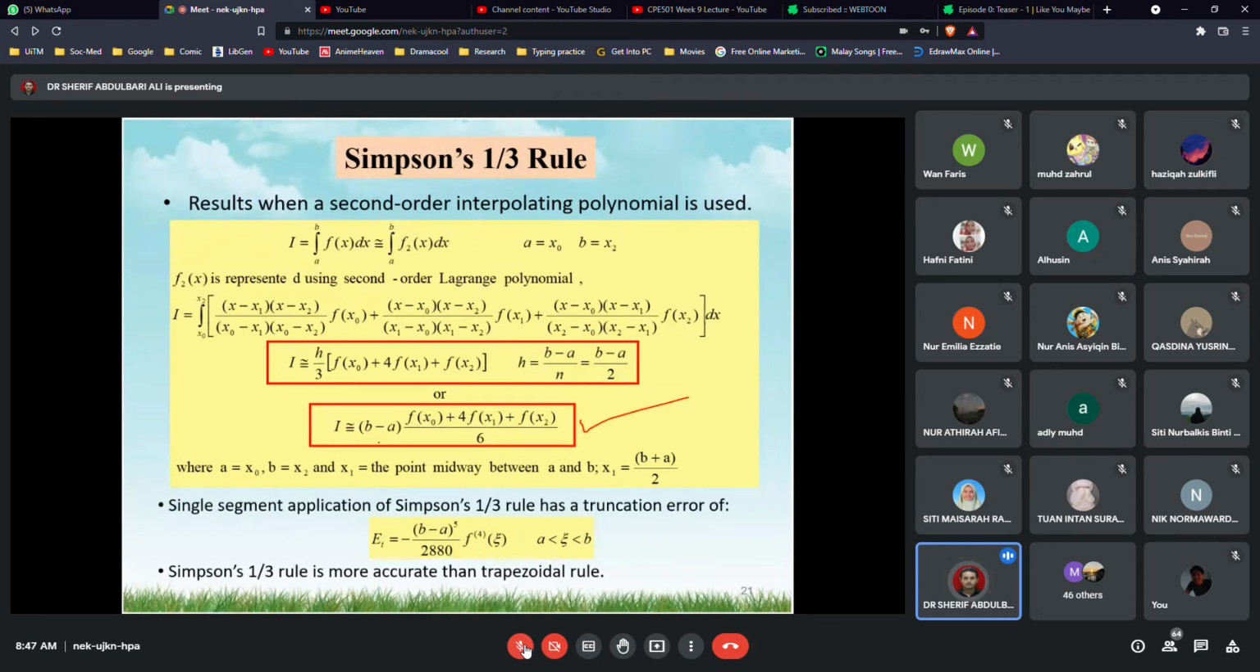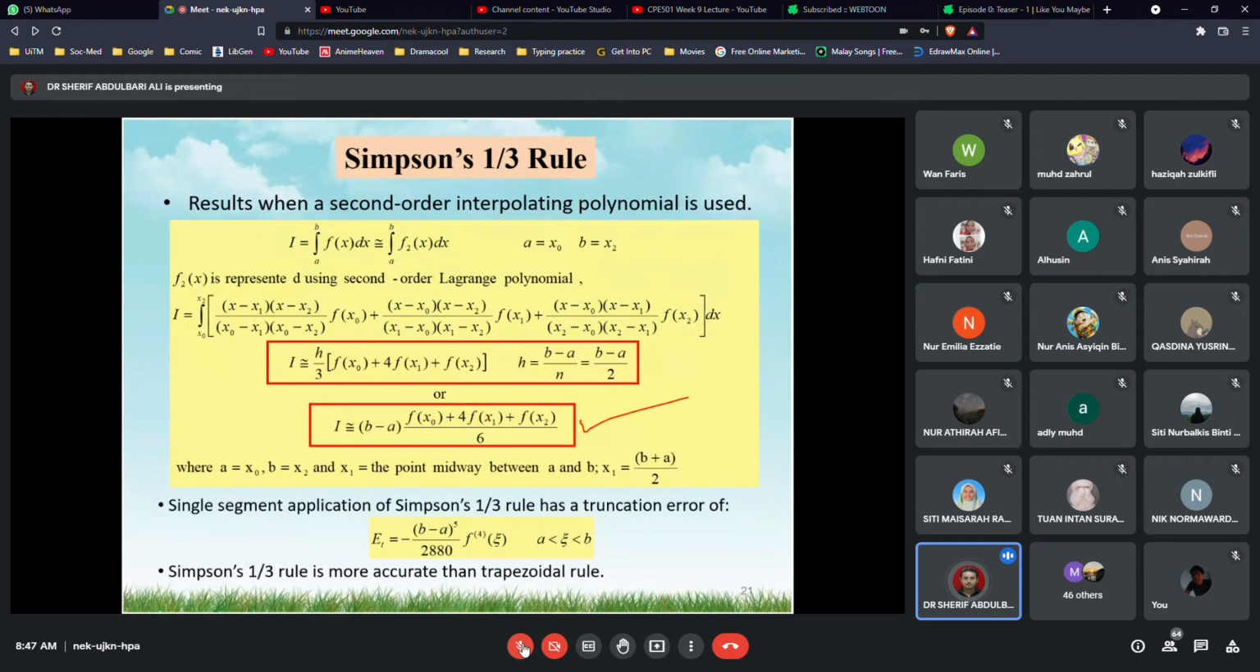So the integral is equal to (b minus a) times the function of x0, the first point, plus 4 times the function of x1, the middle point, plus the function of x2, this is the last point, all over 6.